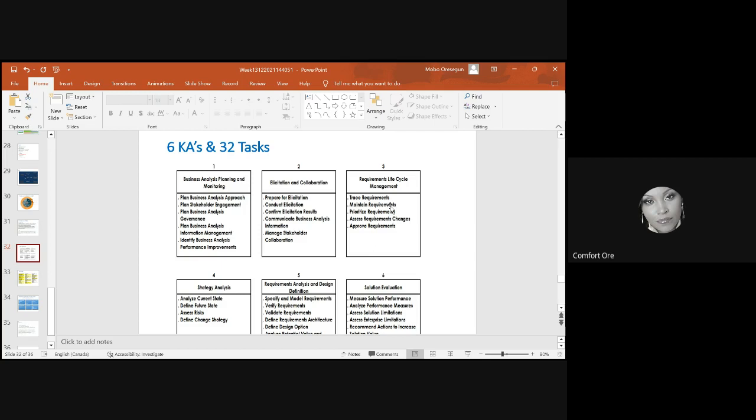Most times requirements are more than one, a couple of them. So prioritize them because you have a budget, right? So which one goes first? Which one needs to be attended to?